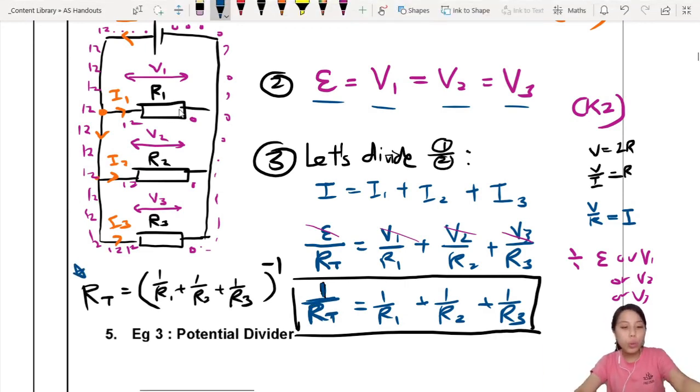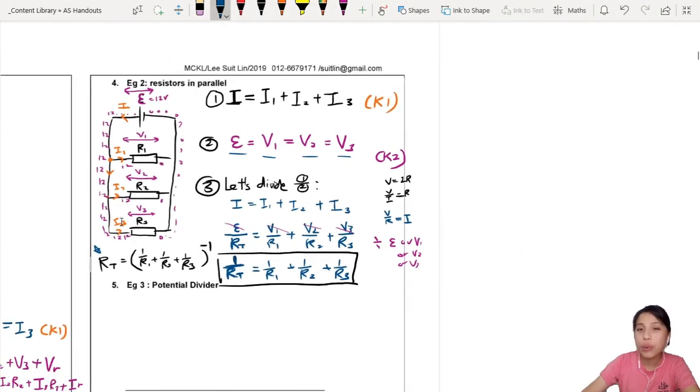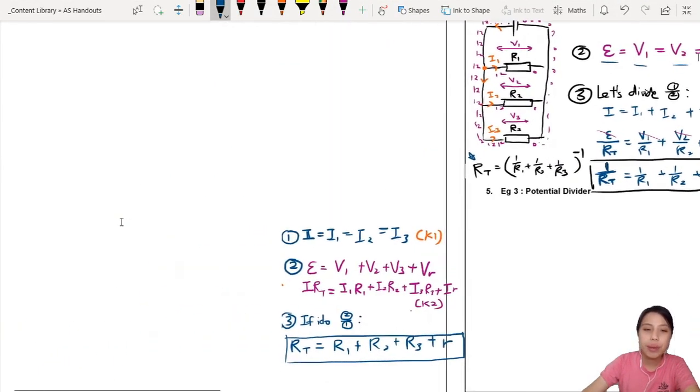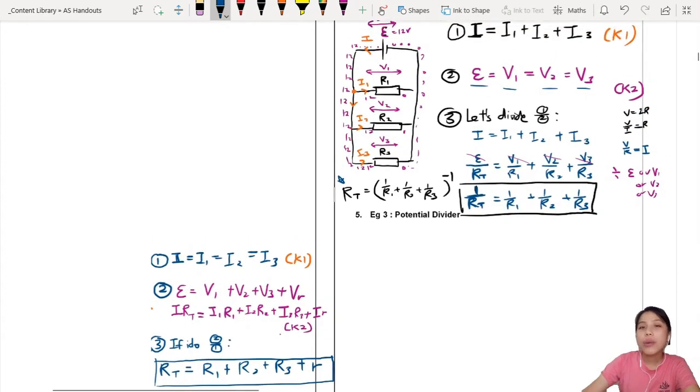Alright, so these are the 2 ways. You must know how to derive these 2 equations. They will ask you in paper 2. You'll see some practice questions that have that. So now we're going to look at some example questions, how to use these 2 equations to solve circuit problems and simplify our life a bit.